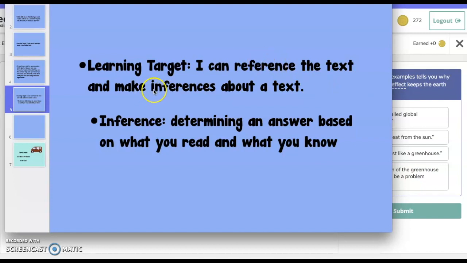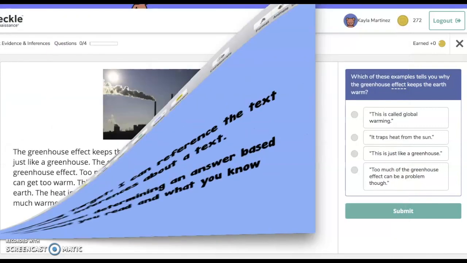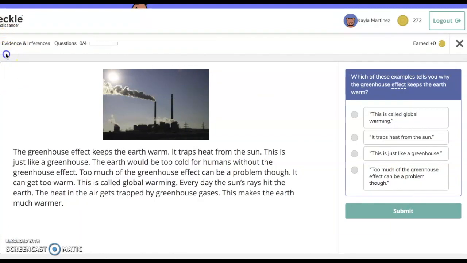And remember that an inference is determining an answer based on what you read and what you already know. So it's not going to be right there for you. It's not going to be saying, oh, it is right here in the text and there's your answer. You have to figure it out based on what you did read and what you already can know. All right, so let's go ahead and get started. So again, we're going to be looking at a couple mini passages this time.